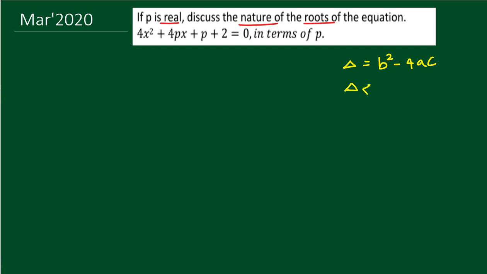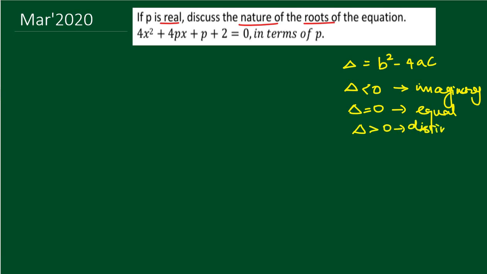When delta is less than 0, we say that the roots are imaginary. When delta is equal to 0, we say that the roots are equal. And when delta is greater than 0, we say the given equation has distinct real roots.